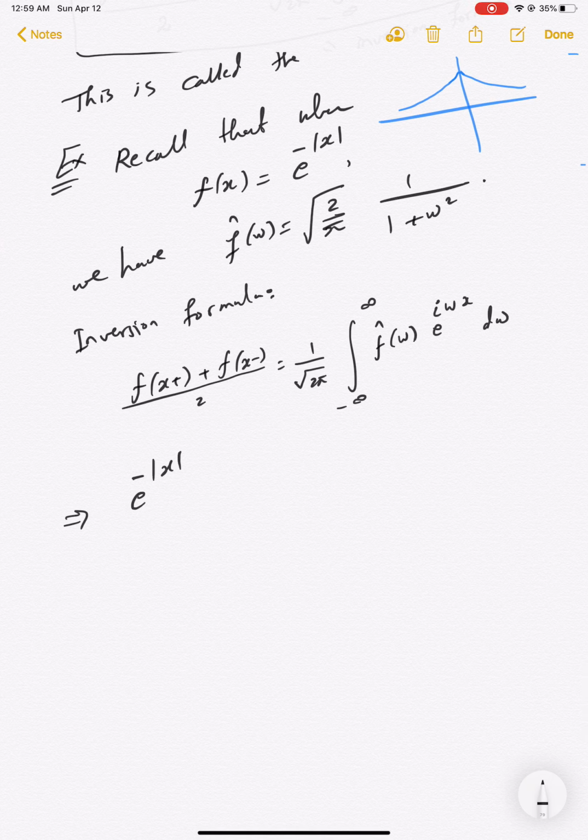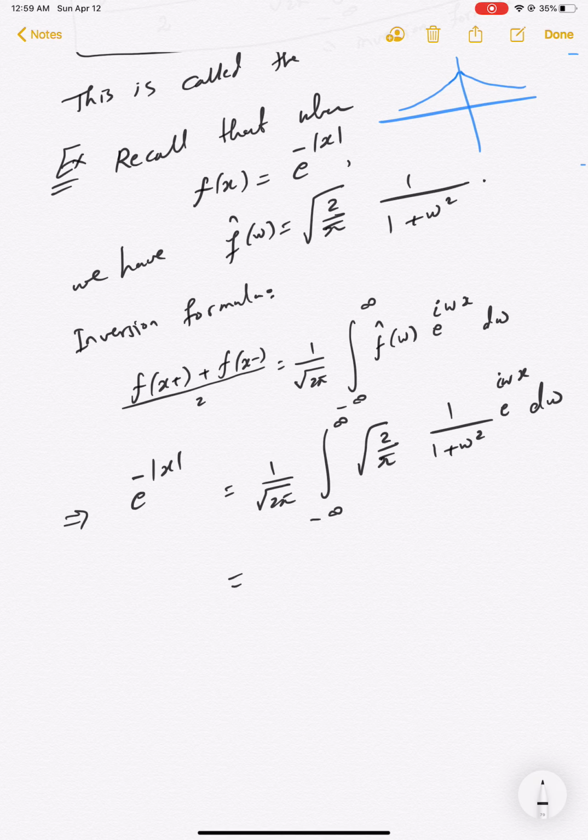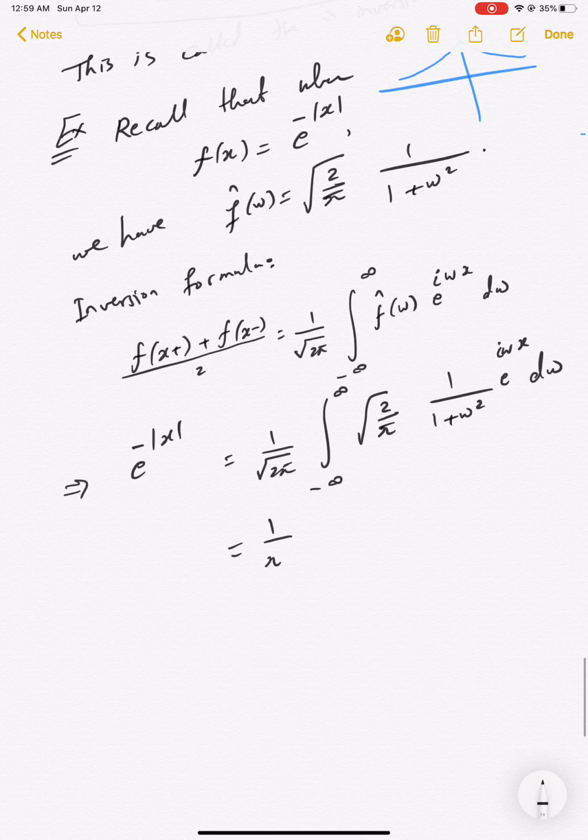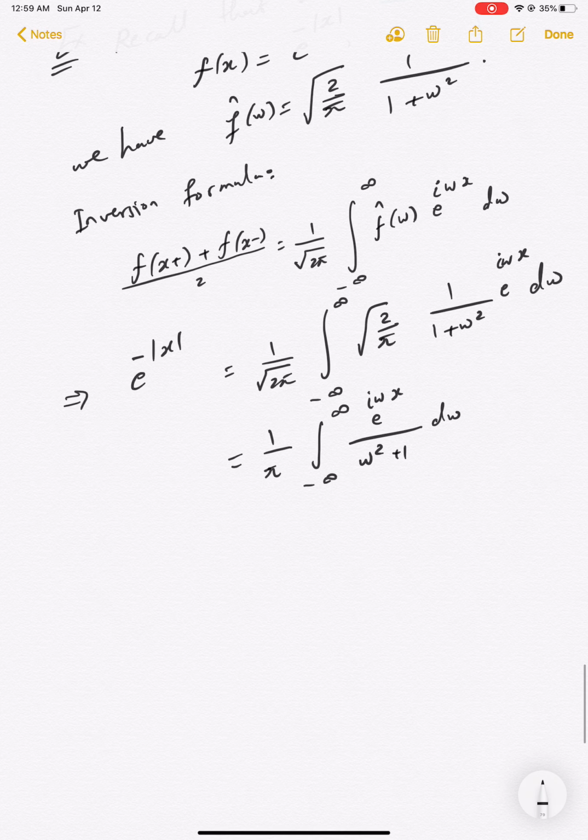So the function itself is equal to 1 over root 2 pi, the integral from negative infinity to infinity. What is f hat of w? F hat of w is root 2 over pi times 1 over 1 plus omega squared, times e to the i w x dw. But what is this? Root 2 gets cancelled and you're left with 1 over pi, the integral from negative infinity to infinity of e to the i w x over w squared plus 1 dw. This is equal to e to the minus absolute x.